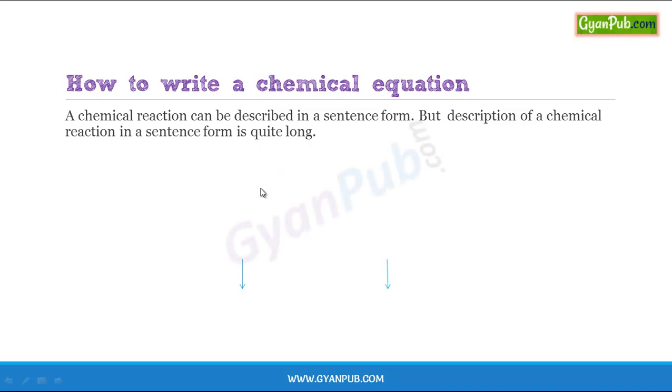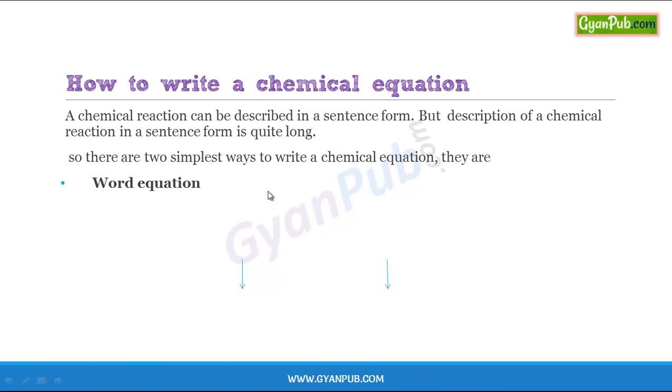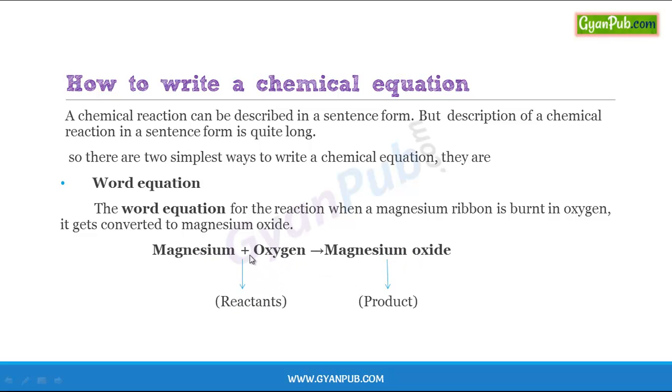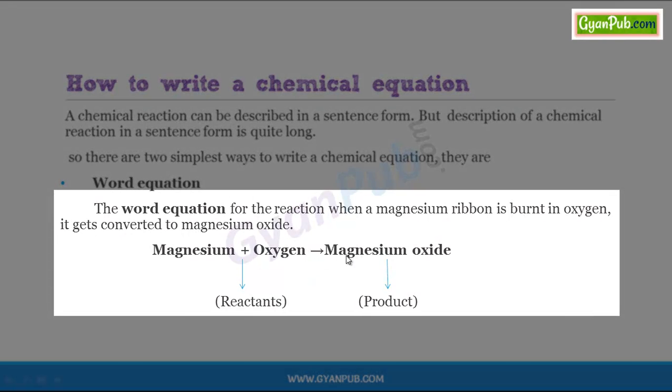This description can be made in a simpler way by using different types of equations. There are two simplest ways to write a chemical equation, and the first is the word equation. The word equation uses the words of the chemicals involved in a reaction. The word equation for the reaction when a magnesium ribbon is burnt in oxygen and gets converted to magnesium oxide is: magnesium plus oxygen gives magnesium oxide.